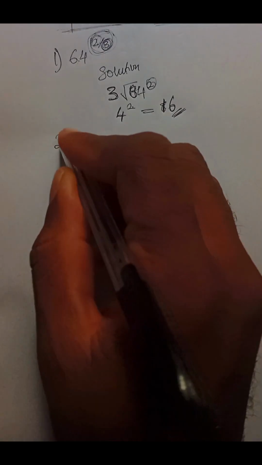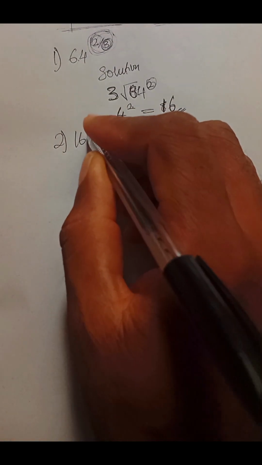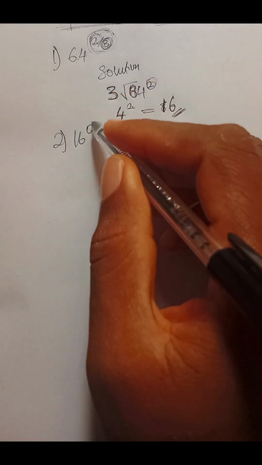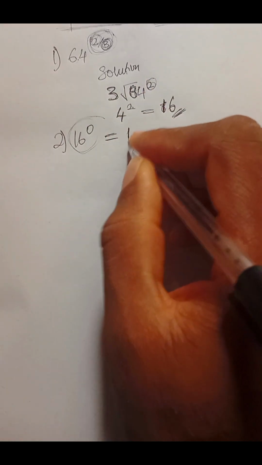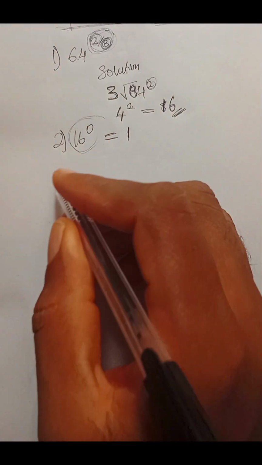So our second problem, number 2, we have 16 raised to the power of 0. If we apply the zero index law here, a number raised to the power of 0 will give us 1. So we have 1.